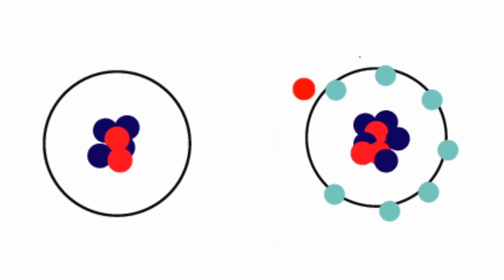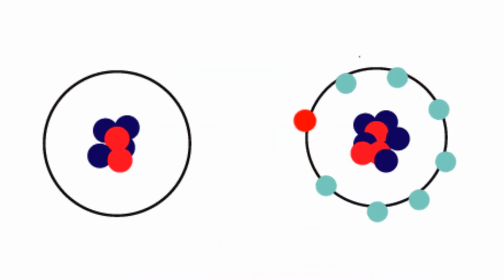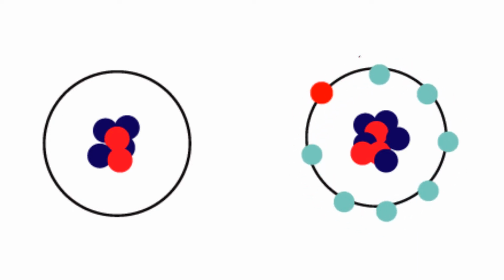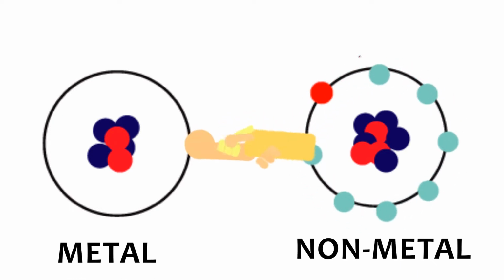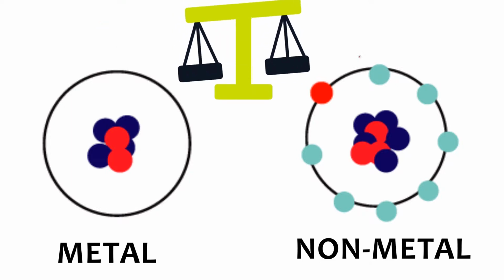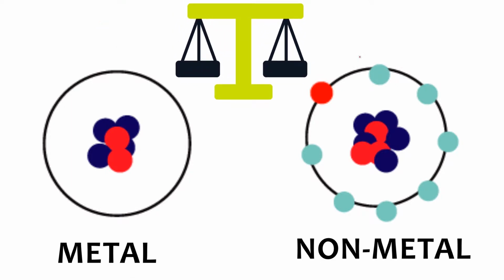Ionic compounds are formed by the loss or gain of electrons. Ionic compounds are usually a metal and a non-metal bonded together. In the compound, one of the elements gains electrons and the other one loses them. They do this to have a full outer shell, which makes them more stable.